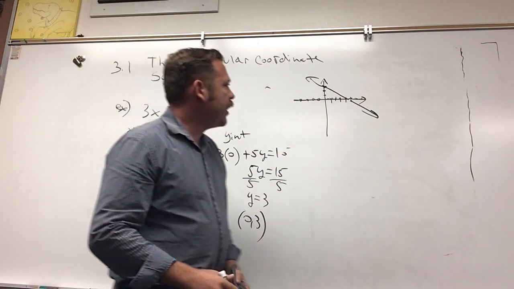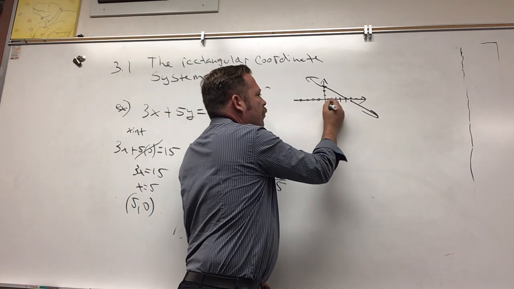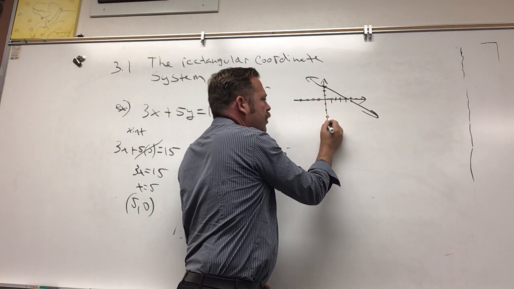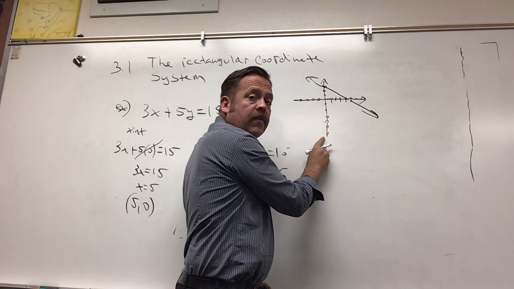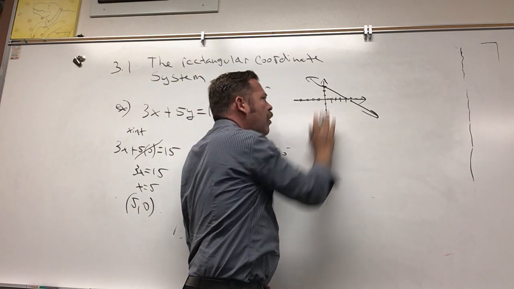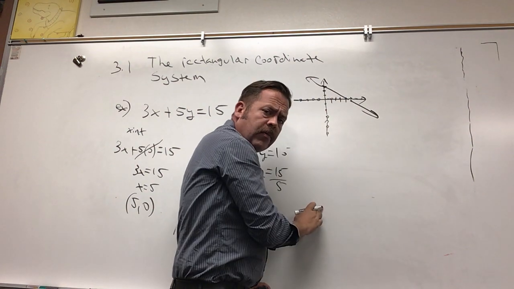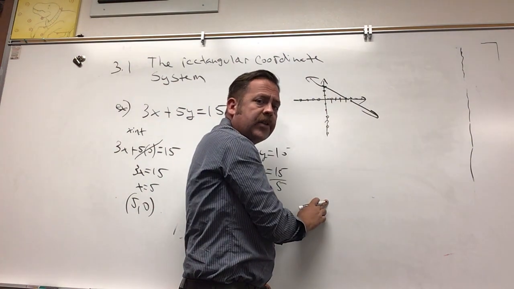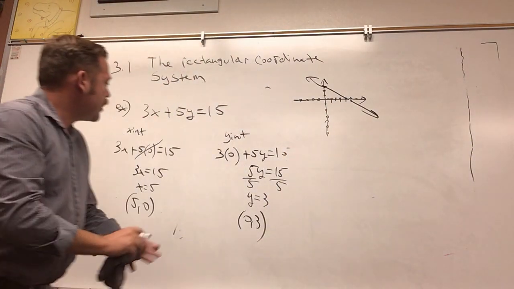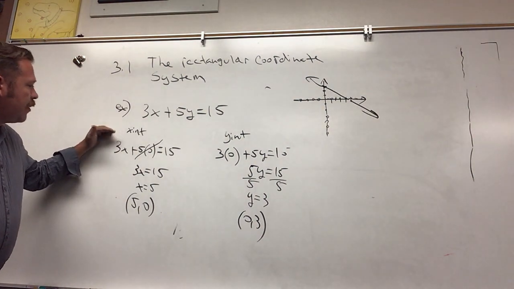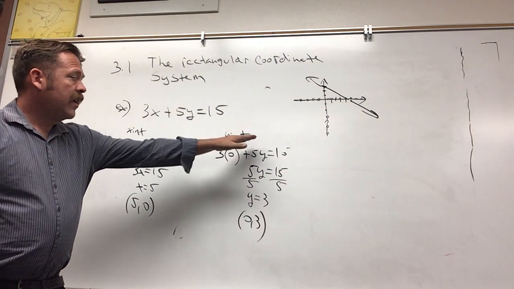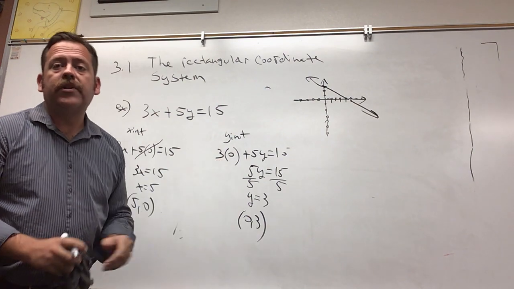Now, similarly, whenever you're on the y-axis, what's the value of x? No matter where you are, you can go all the way up there, all the way down here. When you're on the y-axis, what's the value of x? Always 0. So to find the y-intercept, you replace x with 0.